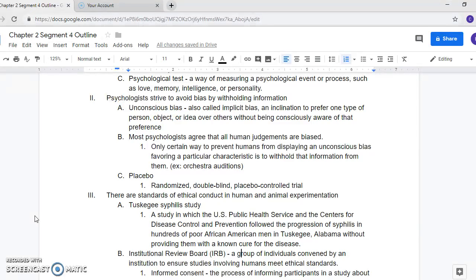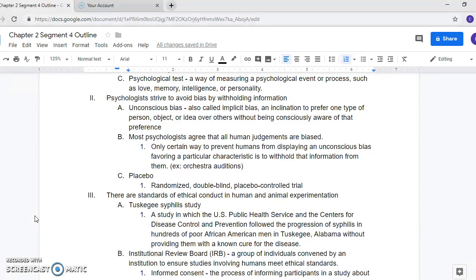So most psychologists agree that all human judgments are biased, and the only way to prevent humans from displaying an unconscious bias favoring a particular characteristic is to withhold that information from them. The book provides the example of orchestra auditions, where conductors of an orchestra may have a preference for male musicians, but if they do a blind audition process, in that way they are withholding that information from them. This is a way to overcome that unconscious bias based on sex.